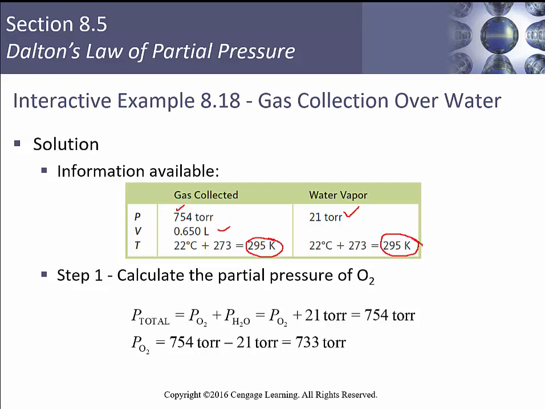So calculate the partial pressure of O2. The total pressure, 754 torr, is going to be the sum of the oxygen and the water. So it's going to be the partial pressure of oxygen plus 21 torr is equal to 754. So we do 754 minus 21 torr is equal to 733 torr. And that's our partial pressure of oxygen.